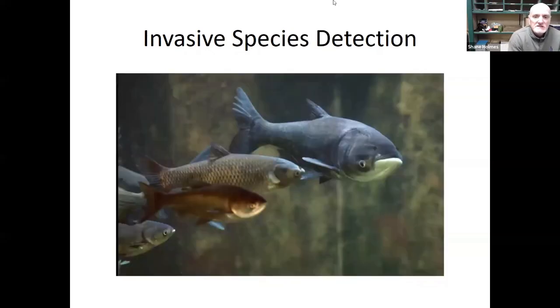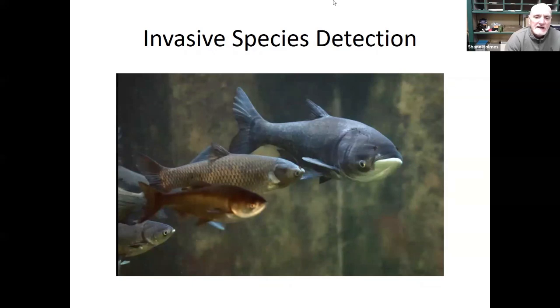Another one is the detection of invasive species, and in this case, the detection of invasive Asian carp in US waterways. This case study highlighted how environmental DNA was used as a powerful tool to detect the presence of Asian carp, a very highly invasive species that threatens the Great Lakes ecosystem.